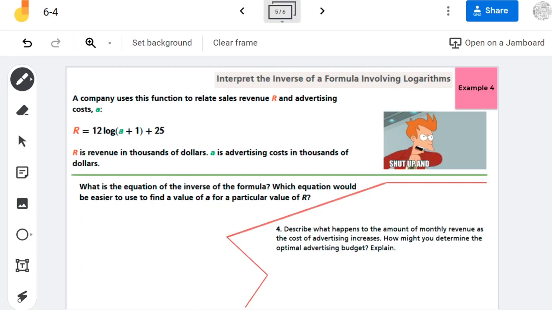In today's video, I'm covering example 4 from lesson 6-4 in the SavvasRealize Algebra 2 textbook. The goal of today's video is to interpret the inverse of a formula involving logarithms.